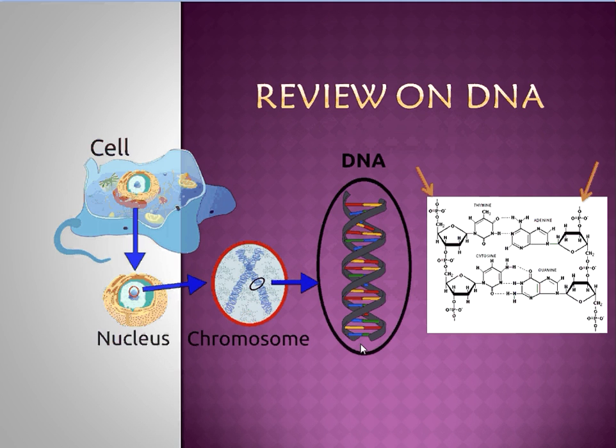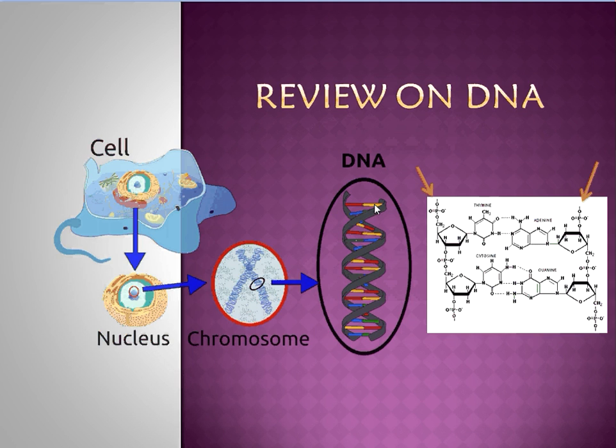We know that it looks like a ladder, with steps and sides, that has then been twisted. And I think we've already studied that the sides are made up of sugar and phosphate. Then we have 4 main bases that make up the steps. Those are the A, T, G, and C: adenine, thymine, guanine, cytosine. But when we're talking about them, we just call them the A, T, G, and C.